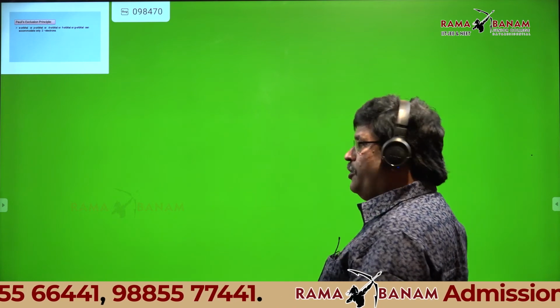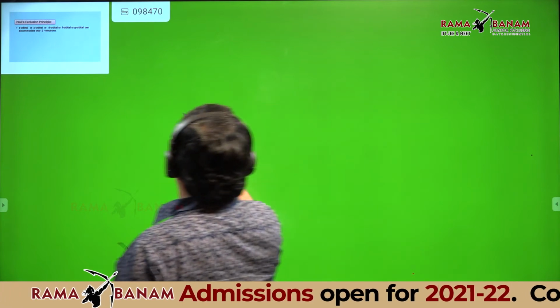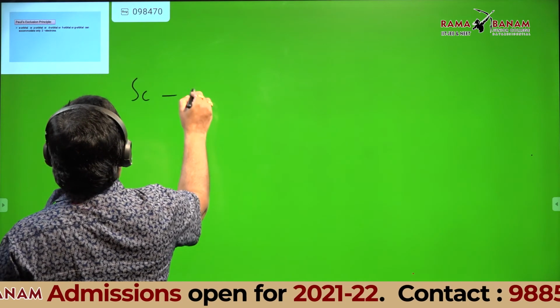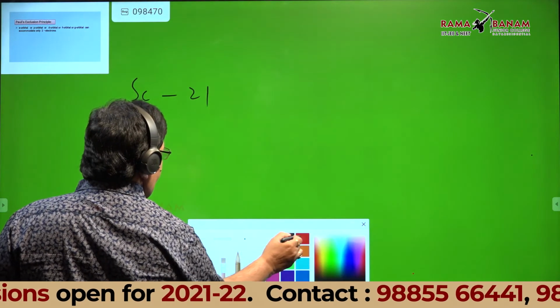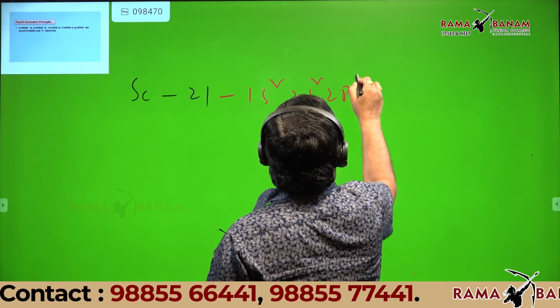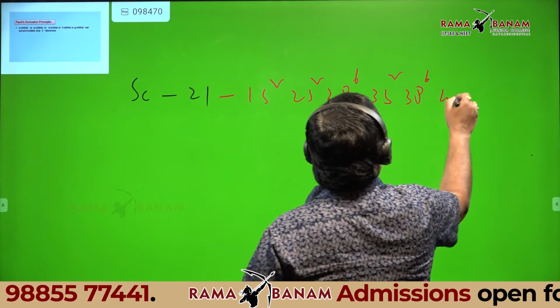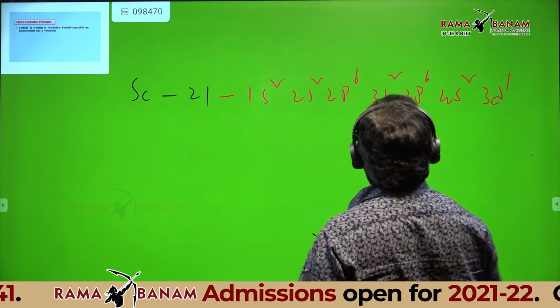Who told that? Aishwarya. Who told? Saket. Yes, you are correct. Scandium is 21. I'll write 1s2, 2s2, 2p6, 3s2, 3p6, 4s2, 3d1 is scandium.